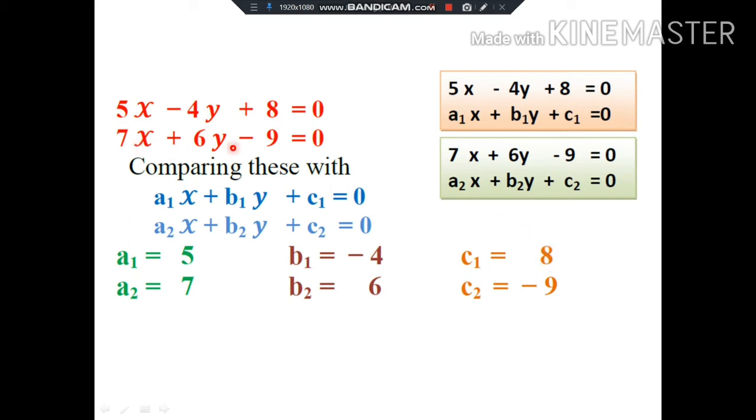Similarly, take the second equation. Compare this with the standard equation. 7x plus 6y minus 9 is equal to 0. Compare this with a2x plus b2y plus c2 is equal to 0. Dear children, you can see here this is a2. a2 is how much? a2 is 7. How much is b2? b2 is 6. How much is c2? c2 is minus 9. So tabulate like this.